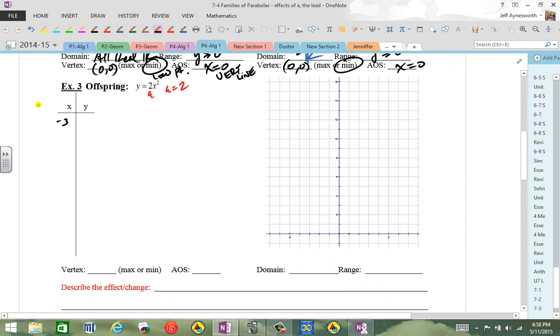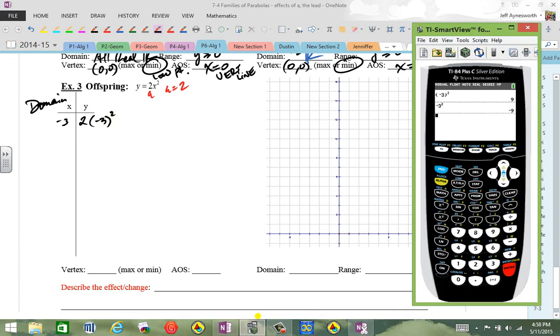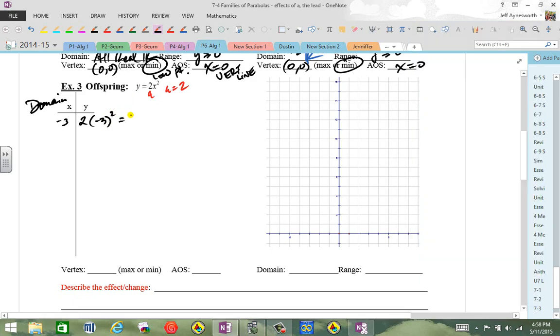So starting at the domain of -3. We take 2 times -3 squared. Now notice how I use parentheses, right? Now on the calculator, if you want to use it, I'll verify it afterwards, okay? -3 squared is 9 times 2 is 18. That's how you do it in your head. 2 times 9, all right, 18.